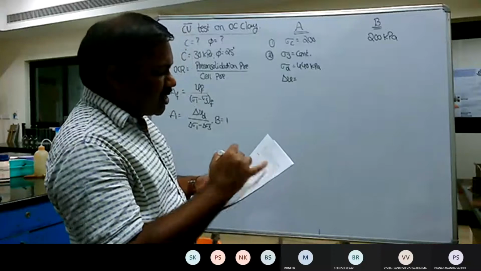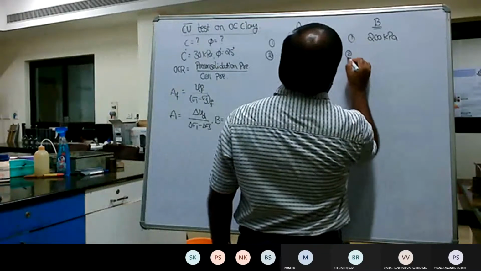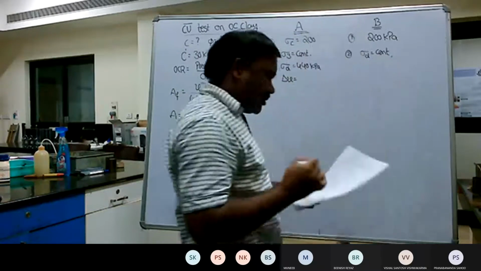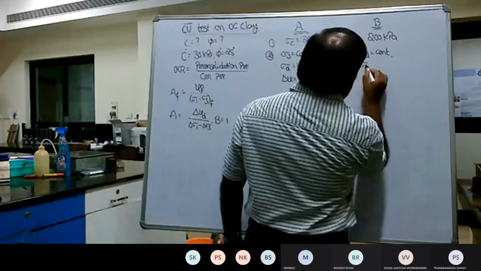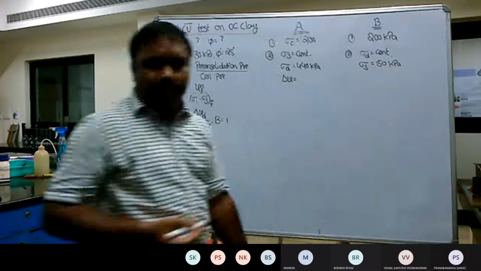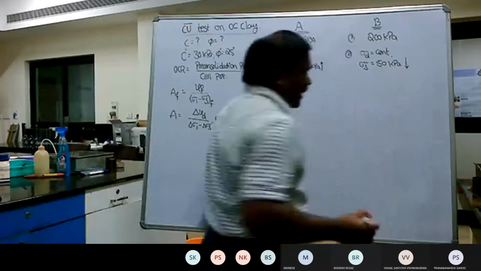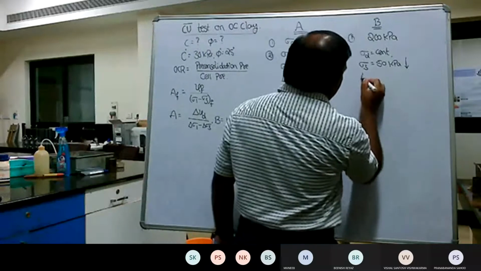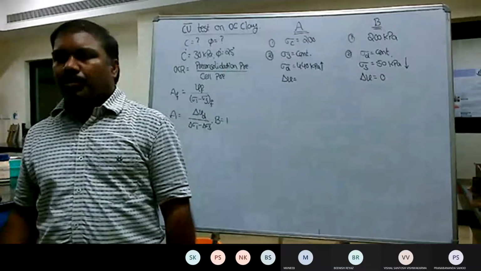Next, the axial stress on specimen B was held constant. So here on B, this is 1, this is 2. Sigma D is held constant, and radial stress is incrementally reduced to 50 kilopascals. That is, sigma 3 was reduced to 50 kilopascals from the initial 200 kilopascals. So here it is increased and here it is decreased, under drained condition. So here we can directly assume that delta U is 0. The development of the pore pressure is 0.